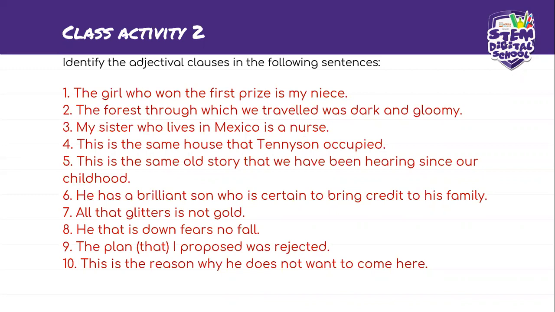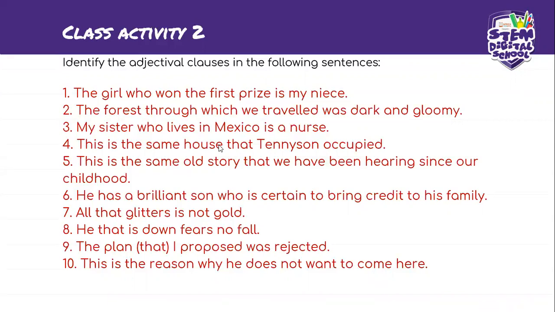So what is the answer? Who lives in Mexico. Thank you so much. So that is our adjectival clause. Why? Because it tells us about my sister. Yes, thank you. That is correct. Number 4, this is the same house that Tennyson occupied.